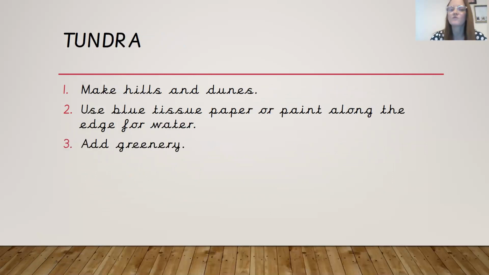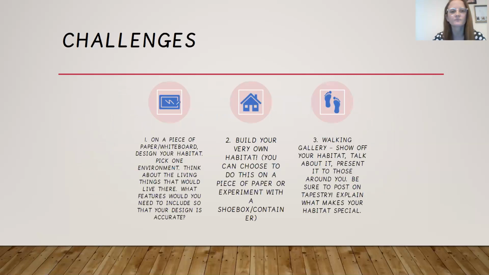And lastly, we've got our tundra, and you would need hills and dunes for this. You could use blue tissue paper or paint along the edge for water, and you could add a bit of greenery, but there's not very much in it, was there? So you could go back and look for a tundra. If you are unsure, you could also research what a tundra looks like and create that yourself.